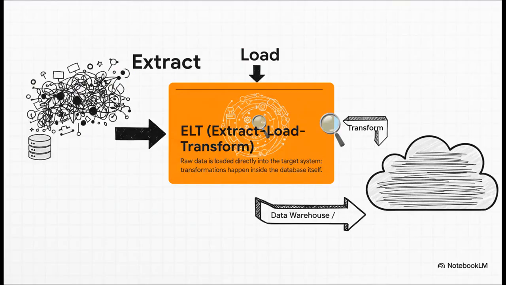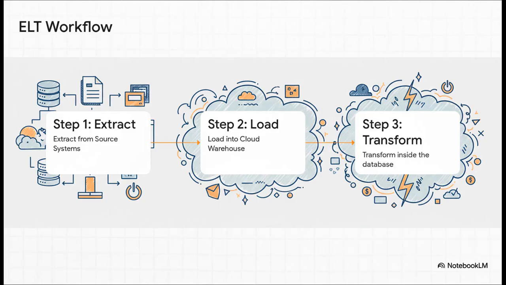Yeah, ELT completely flips the script. You still extract the data from your sources, but then, and this is the game changer, you load it immediately. All of it, the raw, messy, unstructured stuff, you just dump it straight into your cloud data warehouse or data lake. The transform part, that happens last, right inside the warehouse itself, using its massive computing power to sort things out.